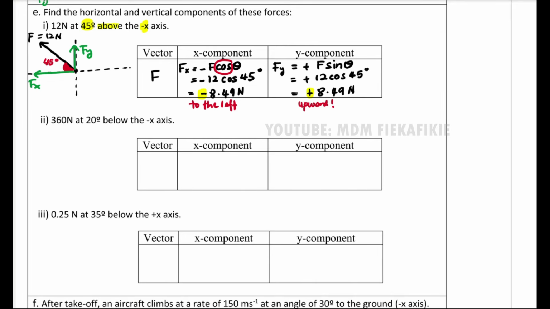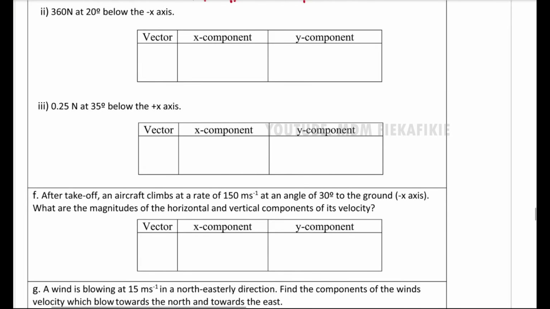Okay, and then question number 2, 360 Newton. Okay, this time 20 degree below negative x-axis. So, dekat mana? So, sini positive x-axis. So, sini negative x-axis. So, ini below. Below negative x-axis. So, 20 degree itu you letak dekat rapat dengan x component. Sebab dia bawah. 20 degree daripada negative x-axis. So, 20 degree itu mesti rapat dengan x component. Boleh? So, F dia dekat sini.